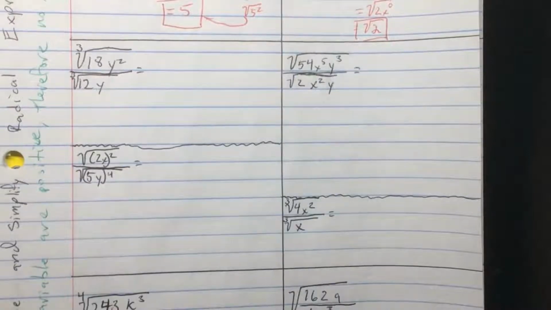Alright, hello, my wonderful students. This is part number 2 of Foldable number 3 for 6.1, dividing and simplifying radical expressions.